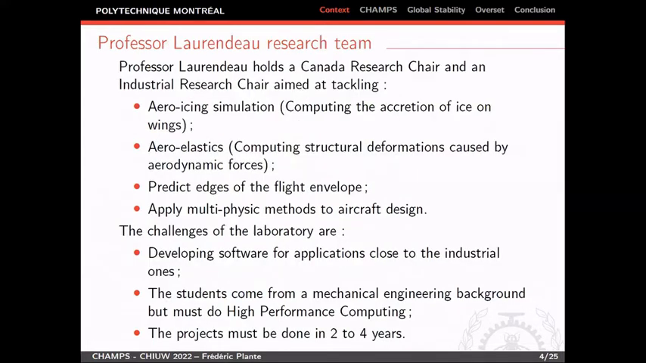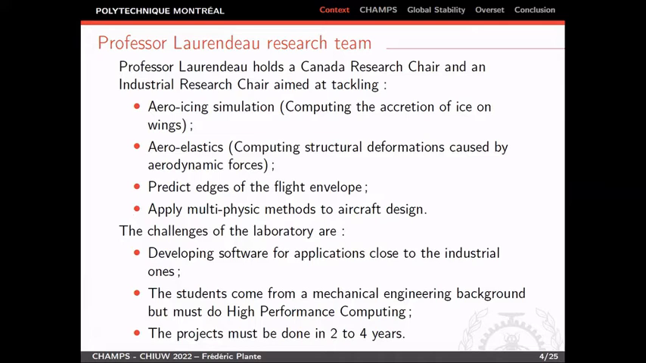In this context, Professor Eric Laurendeau has a fundamental research chair and an industrial research chair, in which we develop algorithms for aerodynamics, aero-icing, and aero-elastics simulation. In the field of aerodynamics, one of the subjects I will be touching in more detail in this presentation is the prediction of the edge of the flight envelope. And in turn, we want to apply these methods to do aircraft design.